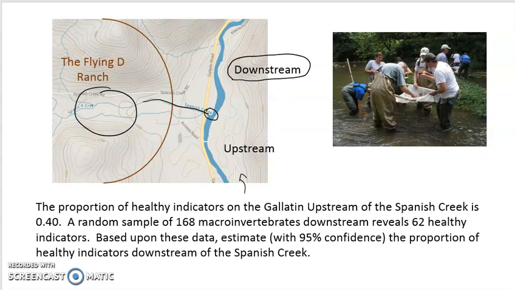And here's a picture of individuals. They take these seine nets and they kick the rocks up and the bugs float in, and then they pick the bugs up and sort them, then put them back in the river.